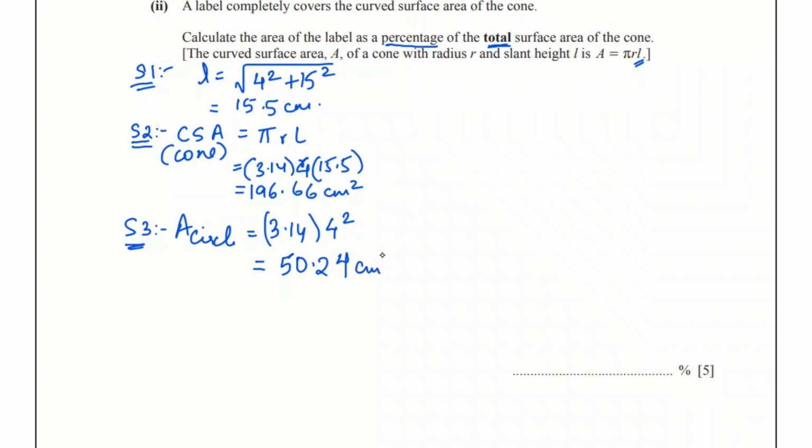24 centimeter square. Now the fourth step is where we have to calculate the percentage of area of the label to the total surface area of the cone. So we calculated this because we wanted the total surface area. So the total surface area will be the base as well as the cone. So we calculated the surface area of the cone. Then in step 2, then in step 3, we calculated the circle area.